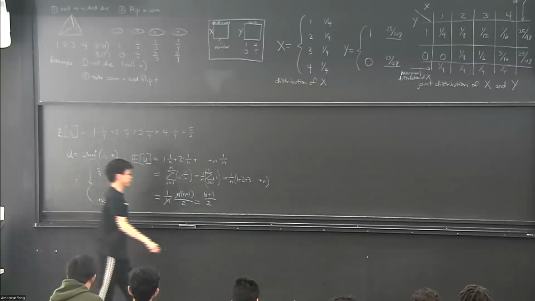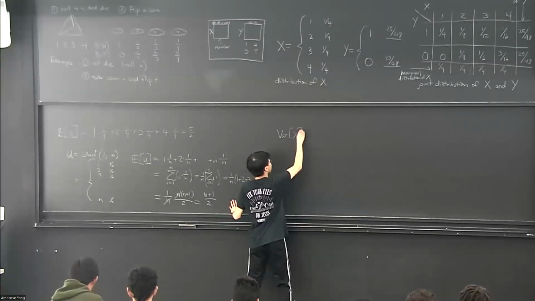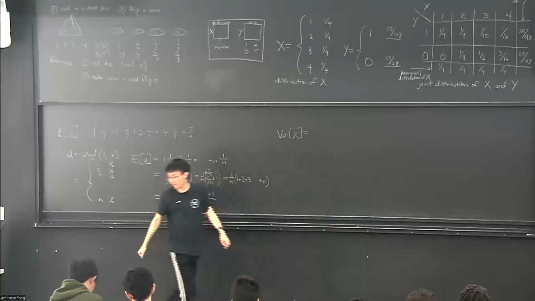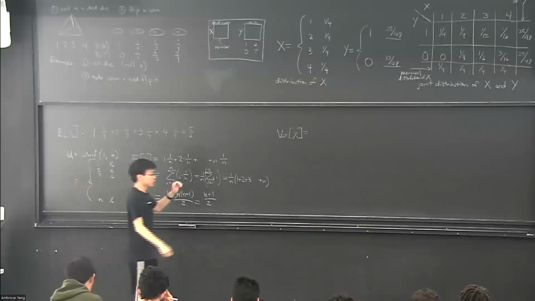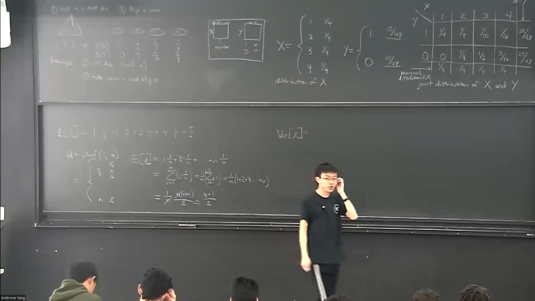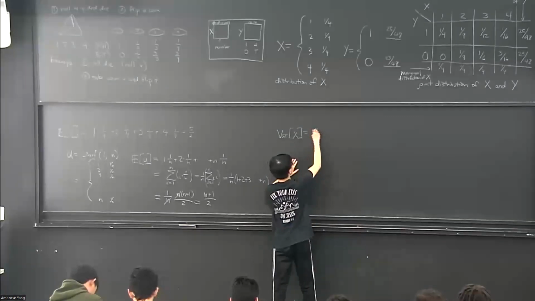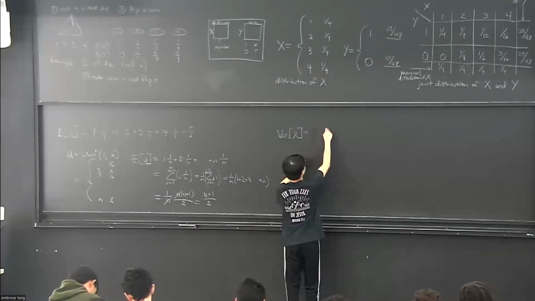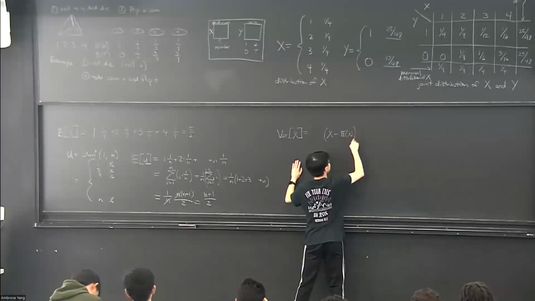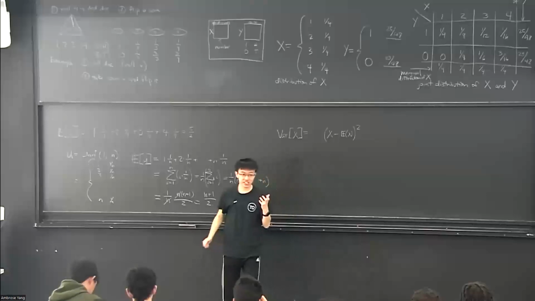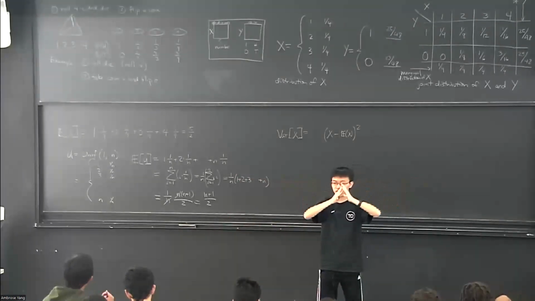Now I'm going to calculate the variance of X. So what is the variance of X? I'm going to give you a few different ways. What is the actual definition of the variance of X? It is the expected value of X minus the expected value of X, squared.